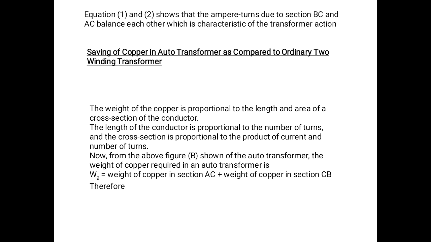Now, from the above equation B, show the auto transformer. The weight of copper required in auto transformer, that is WA, is equal to the weight of copper in section AC plus the weight of copper in section CB. It is the sum of both the sections.